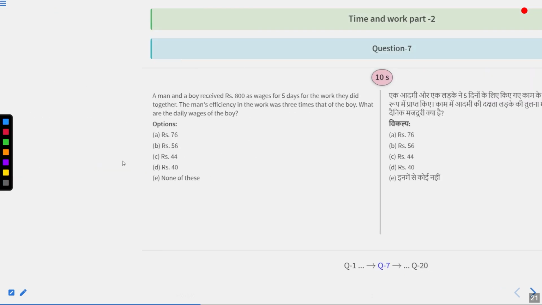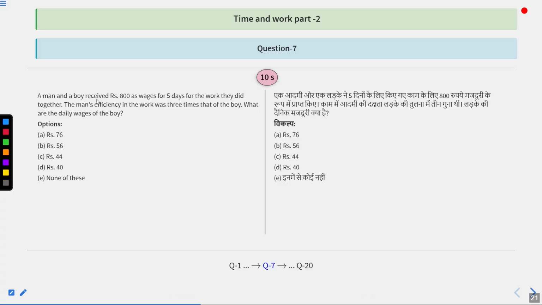Next one. A man and a boy received rupees 800 as wages for 5 days for the work they did together. The man's efficiency in the work was 3 times that of the boy. What are the daily wages of the boy? You have 5 options and 10 seconds to analyze the question. Your time starts now.